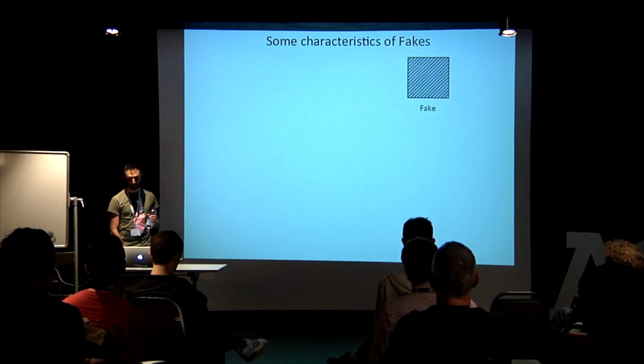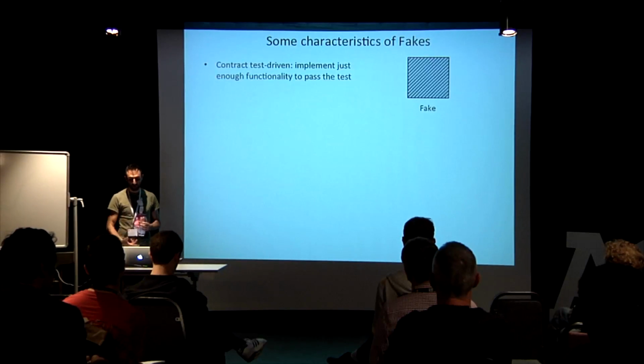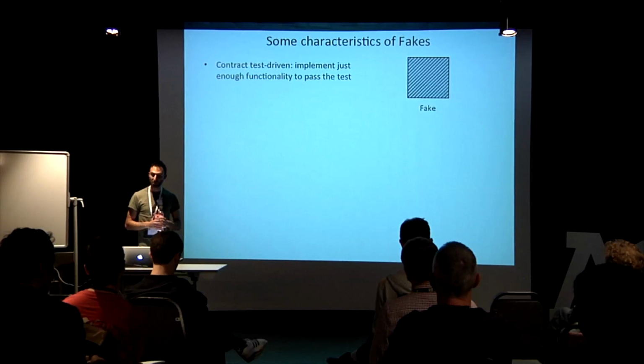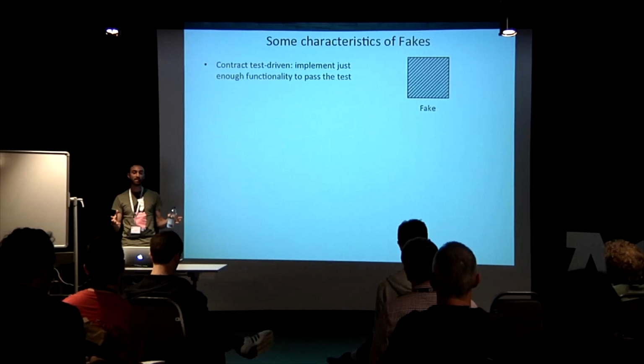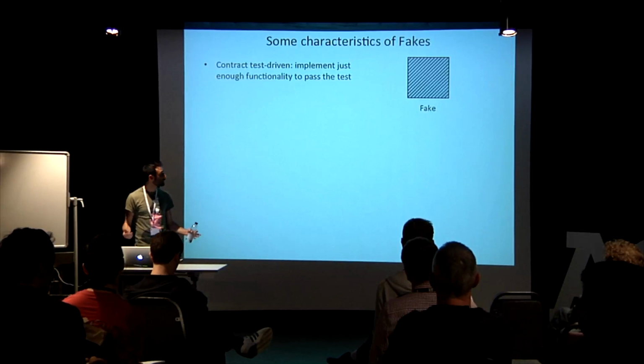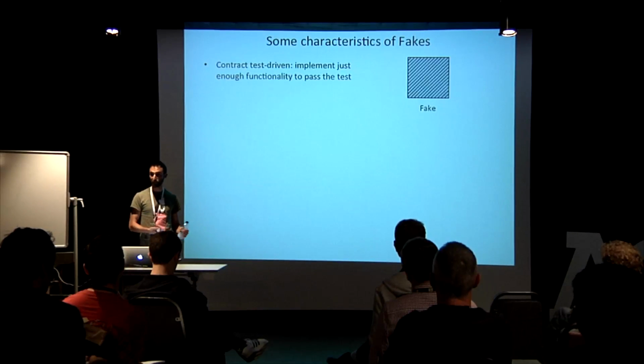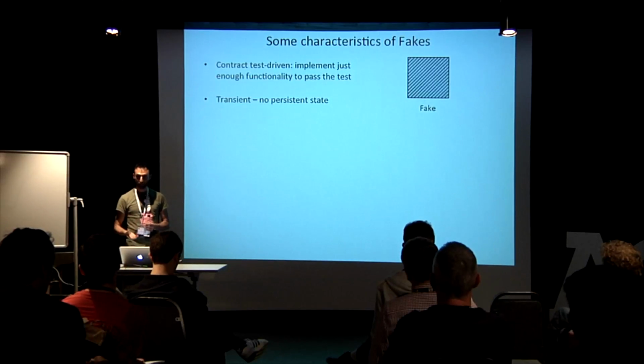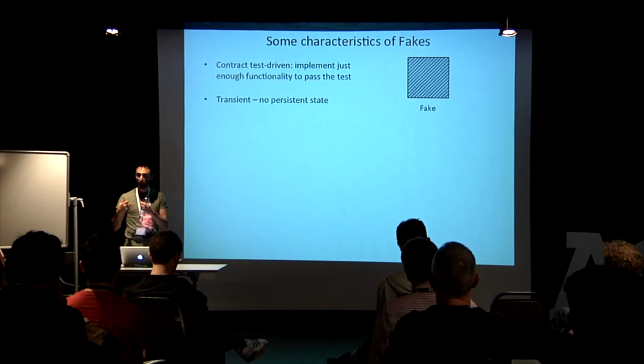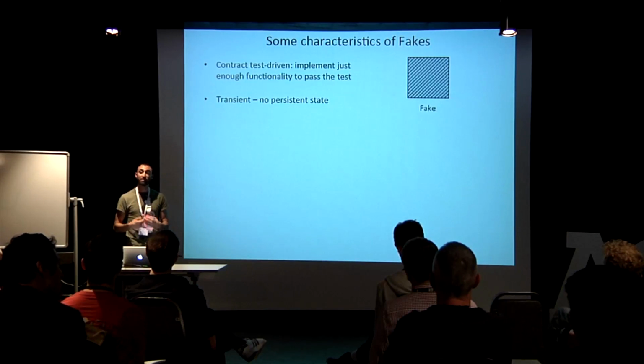So some of the characteristics of fakes: they're contract test driven, and they implement just enough functionality to pass the test. So you do not need to implement 100% of the functionality of the real system when you're implementing a fake, but you might implement 1% of the real behaviour. They're transient, so they don't need to maintain any state between sessions. When you shut them down, you bring them up again. So again, that's leading to a simpler implementation than the real system.